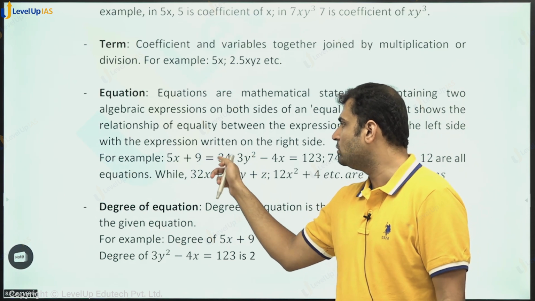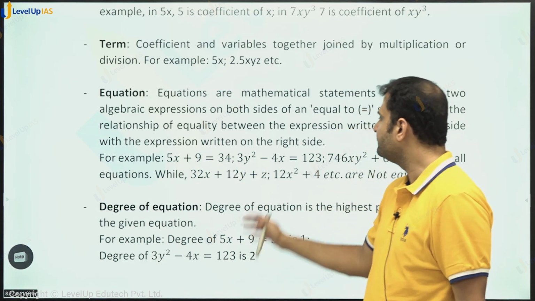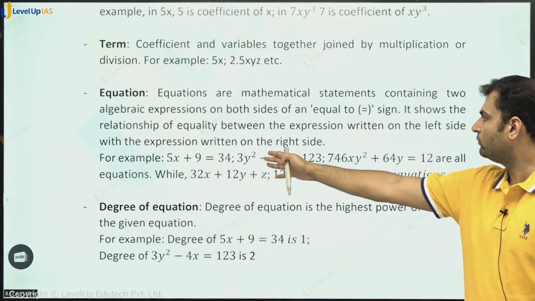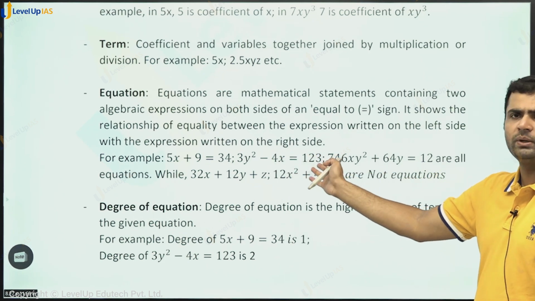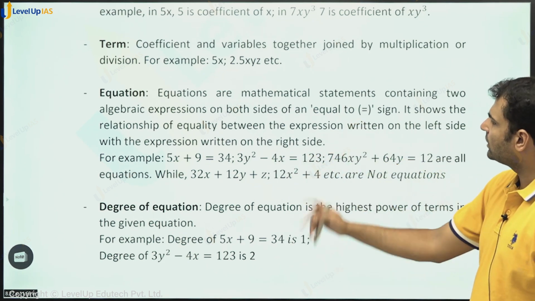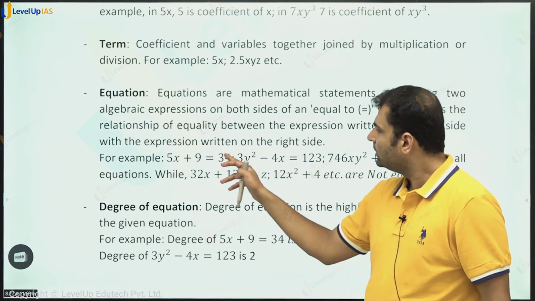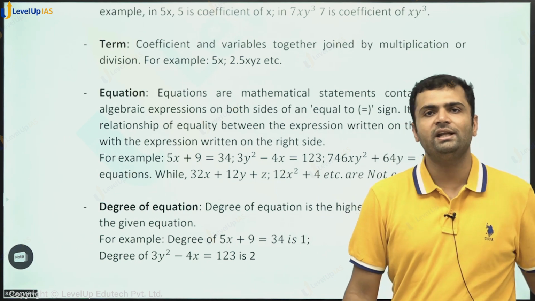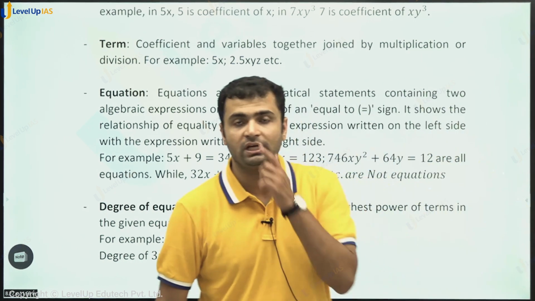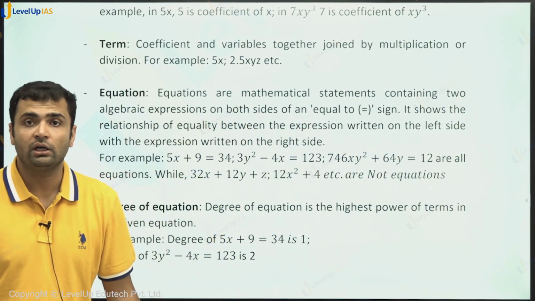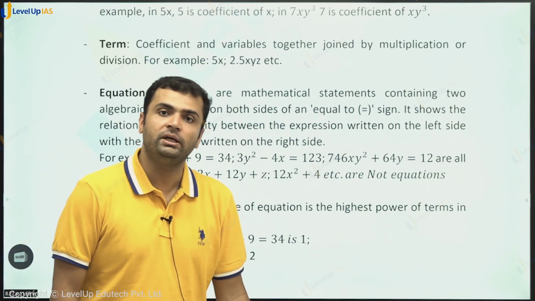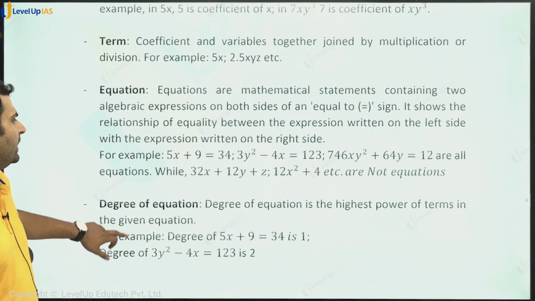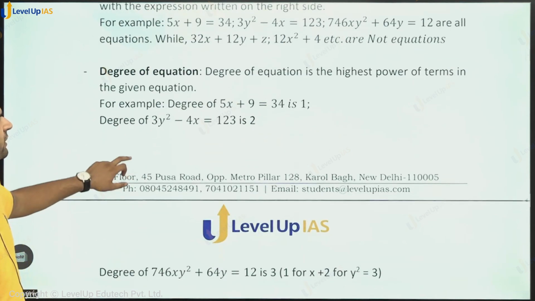So this is an example of an equation. 5x plus 9 equal to 34. The equality sign must be there in an equation. 3y cube minus 4x is equal to 120. Another equation. These are all examples of equations. However, if you only write 32x plus 12y plus z, this is not an equation. This is just an expression because there is no equality sign. An equation must have an equality sign. Fine.